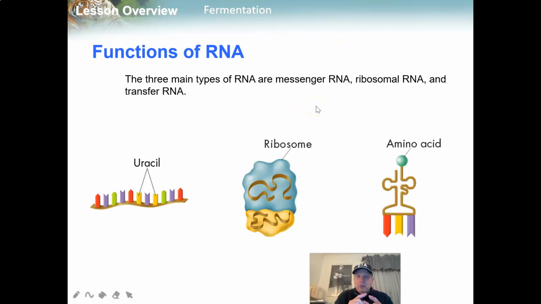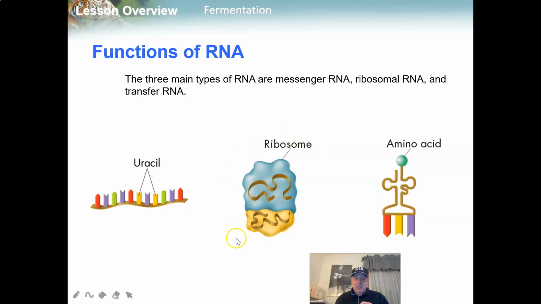There are 3 kinds of RNA, so pay attention to this. There's messenger RNA, ribosomal RNA, and transfer RNA. And I want you to notice here the amino acid at the top of transfer RNA. Now, this messenger RNA that you see here, you notice you see uracil instead of thymine. So this is messenger RNA, and it's made from the DNA. Then the messenger RNA leaves the nucleus and goes out to a ribosome.